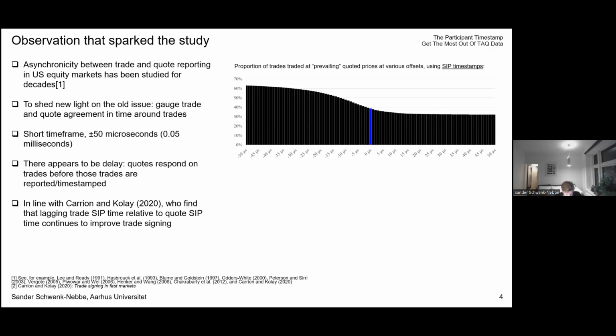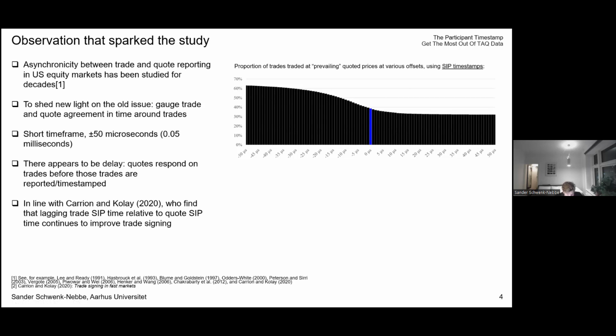The bar just to the left of that blue bar uses a negative 1 microsecond offset, meaning only quotes more than 1 microsecond before trades are considered prevailing. The bar just to the right of the blue bar uses a positive 1 microsecond offset, meaning quotes up to 1 microsecond after trades are considered as prevailing quotes.